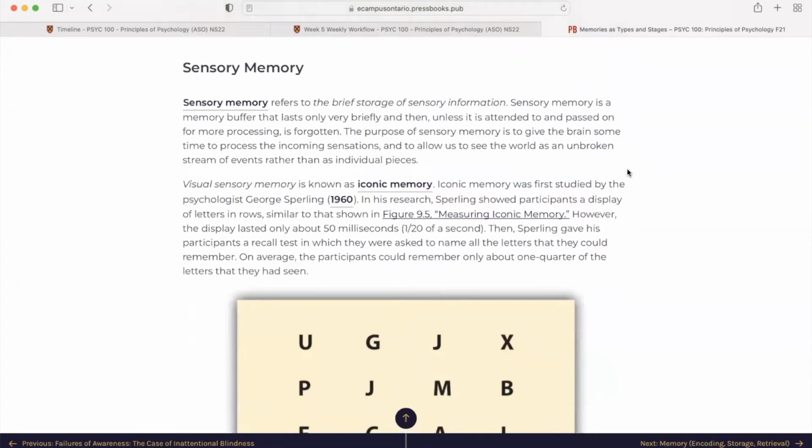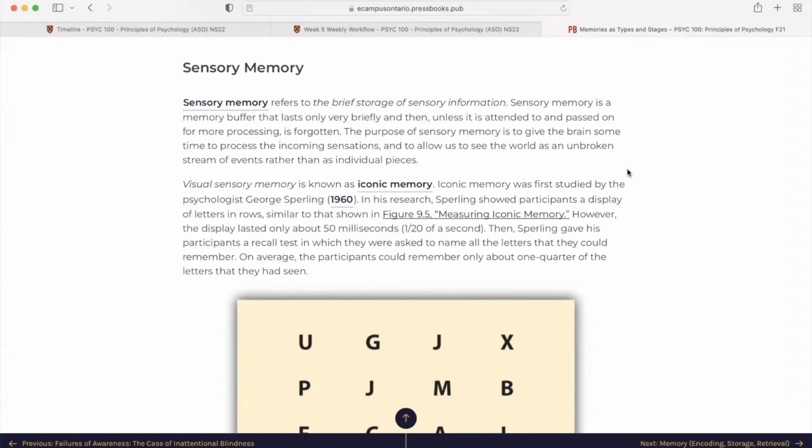Sensory memory refers to the brief storage of sensory information. Sensory memory is a memory buffer that lasts only very briefly, and then, unless it is attended to and passed on for more processing, is forgotten. The purpose of sensory memory is to give the brain some time to process the incoming sensations and to allow us to see the world as an unbroken stream of events rather than as individual pieces.